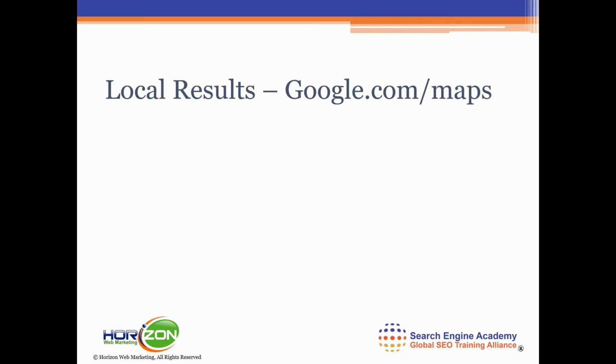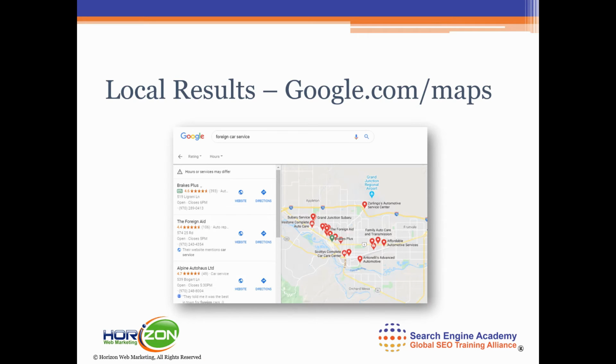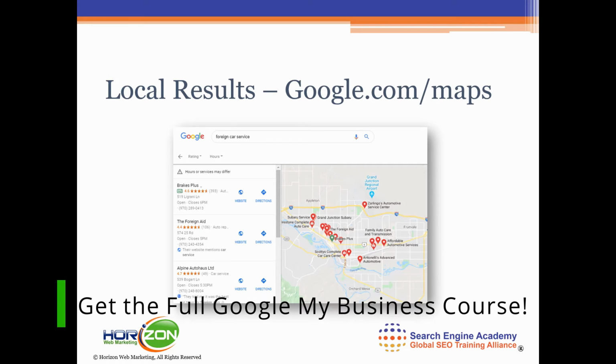Now, the next format we'll talk about, which is very closely tied to local SEO, is local results. You can go to google.com/maps in order to see local results. Often Google will display these by default, but you've probably seen a screen that looks like this, where you've got all these map push pins showing the businesses that match your search query. In this case, the query is foreign car service.